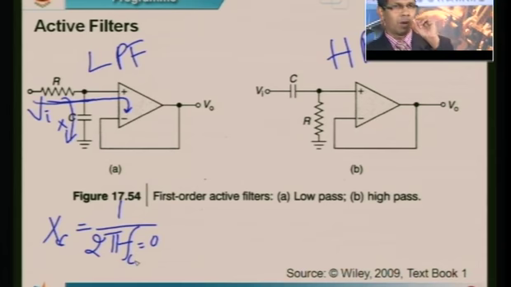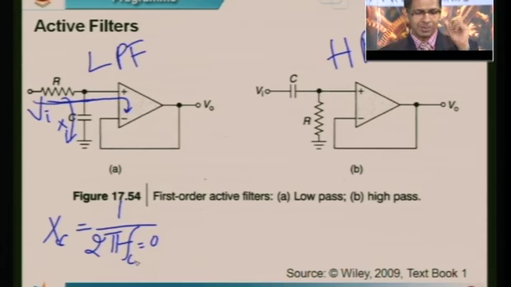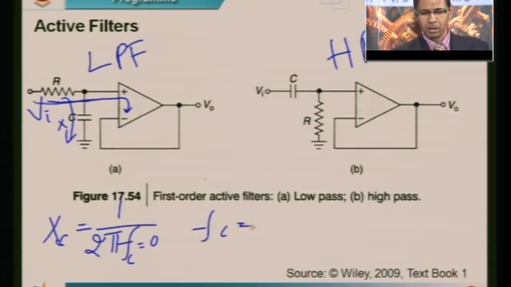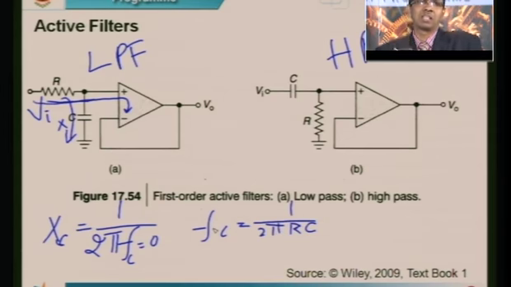Now, what is the value of this cutoff frequency? This cutoff frequency is given by 1 upon 2 pi R C. This is the definition of the cutoff frequency FC. Once you reach this frequency, the capacitive reactance starts becoming smaller and smaller. In that case, we say the input is now bypassing the op amp and going through the capacitor.